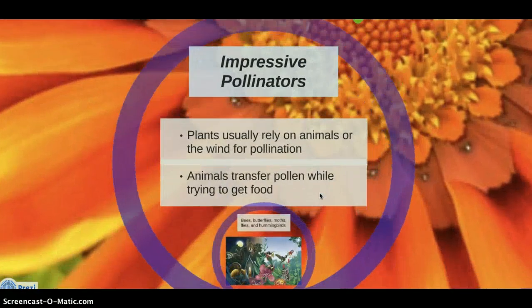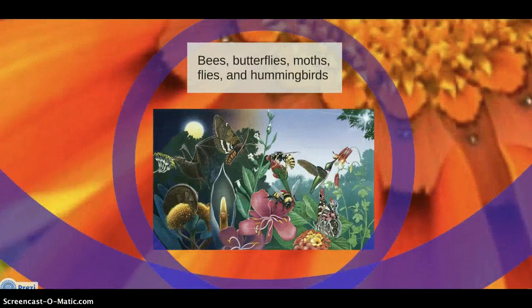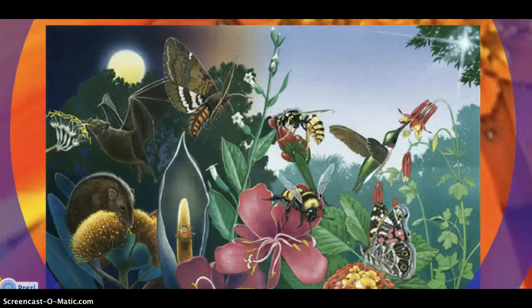So, getting pollen from one flower to another is no easy feat, especially if you're rooted in the ground like plants are. So most plants get help from animals who transfer pollen without even meaning to while they're trying to get food. It's pretty cool. Some common pollinators are bees, butterflies, moths, flies, and hummingbirds. Do you notice any other types of animal pollinators in this image? Do you see the bat and the possum?